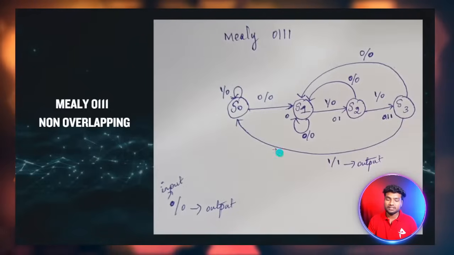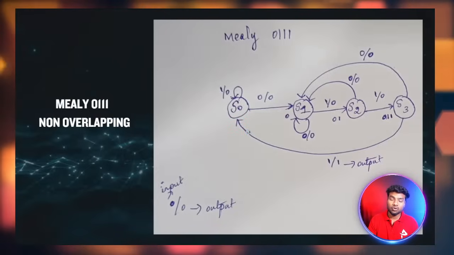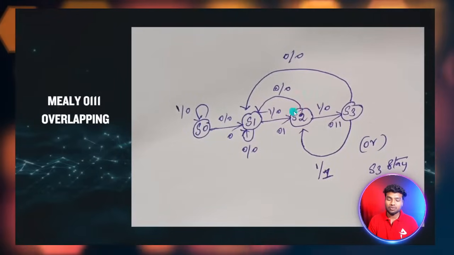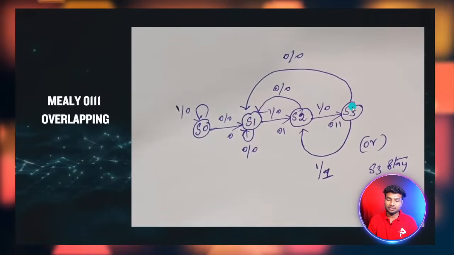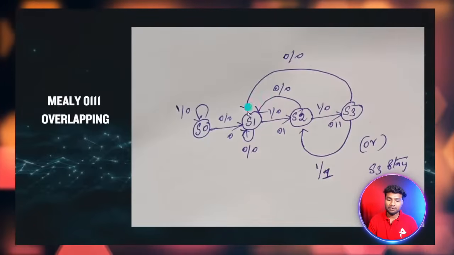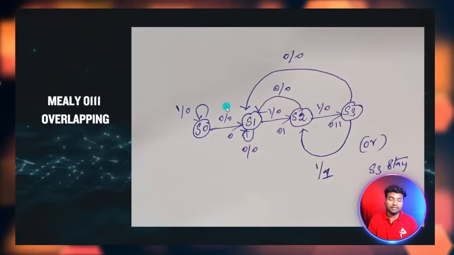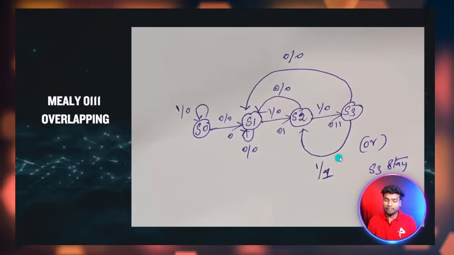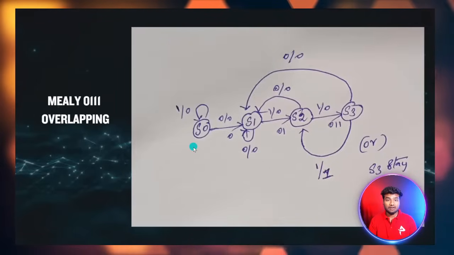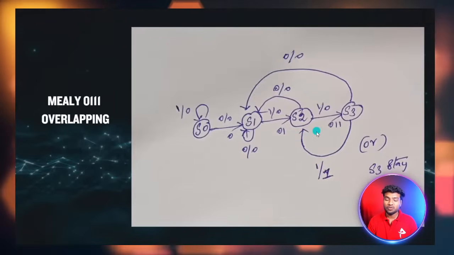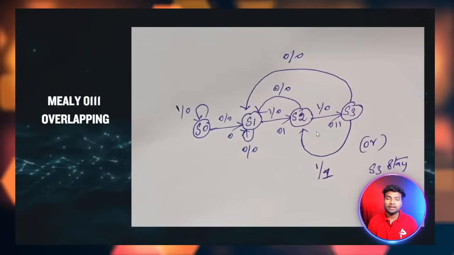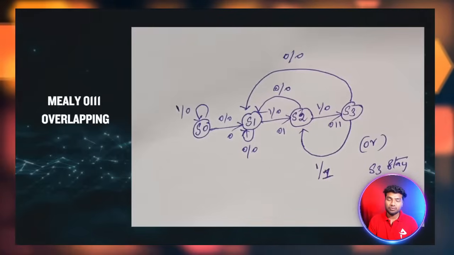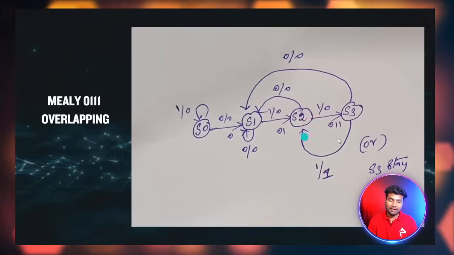If it goes into the initial state, it is non-overlapping. Here, in the same Mealy type, it is overlapping. Why is it called overlapping? You can see the input is 1, but it won't go into the S0 state; it goes into the S2 state. So it is reusing the previous inputs, the previous states. That's why it's called overlapping.